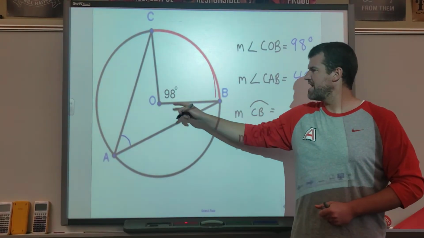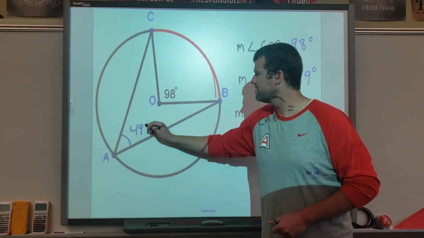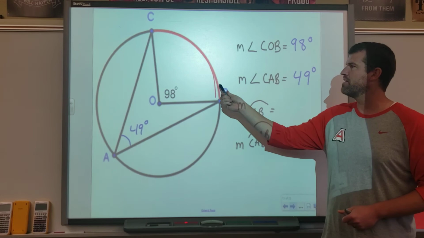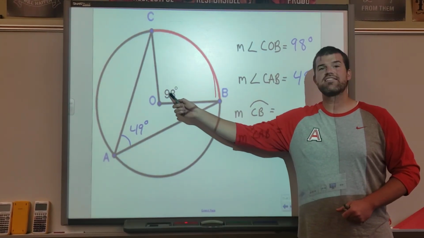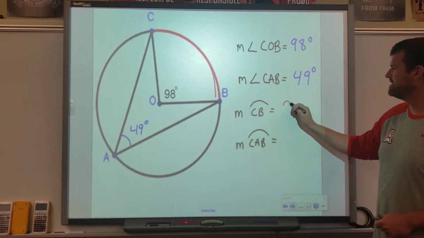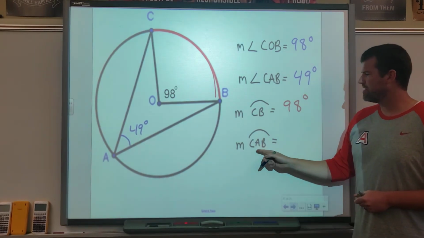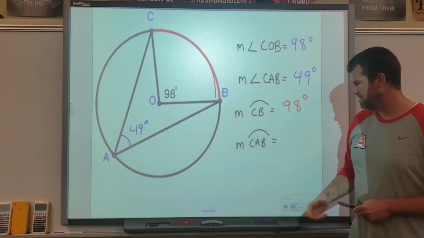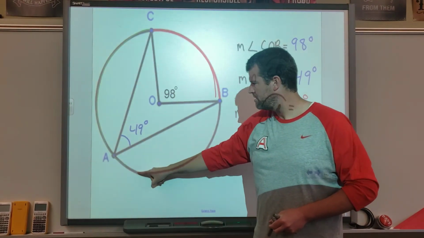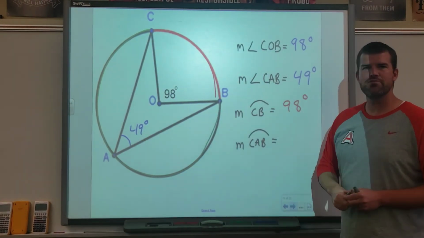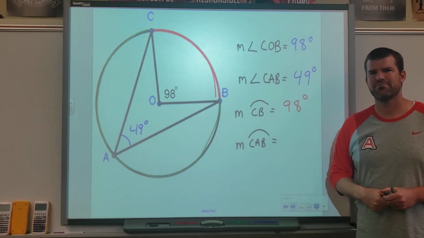If the central angle is 98 and the inscribed angle is 49 degrees, what is the measure of our intercepted arc? That's right, it's the same as the central angle, so it is 98 degrees. And then the measure of arc CAB is going to be our major arc. All right, go ahead and find the measure of that major arc. Good job, you guys are so smart.